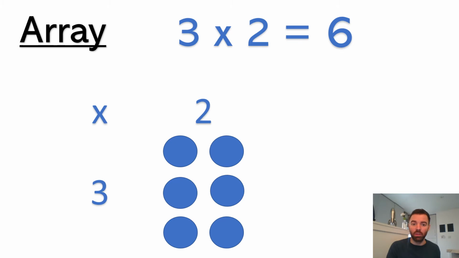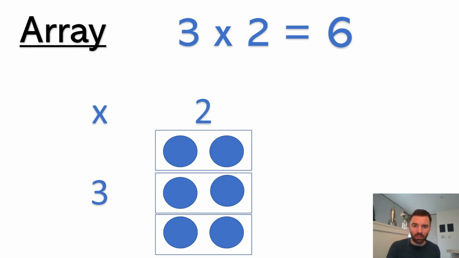3 groups of 2. Show it in a different way. 1 group of 2. 2 groups of 2. 3 groups of 2. Sometimes we would say it was 3 by 2. I'll do that again. 3 by 2. And if you draw it, then you can just count up the dots at the end. 1, 2, 3, 4, 5, 6.